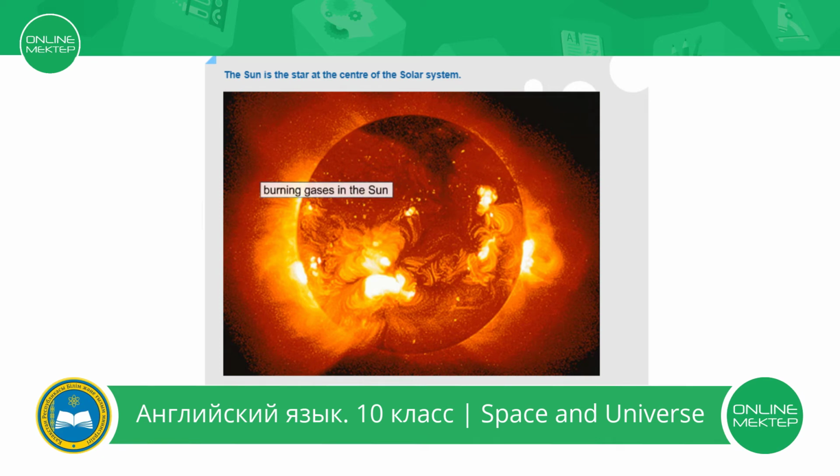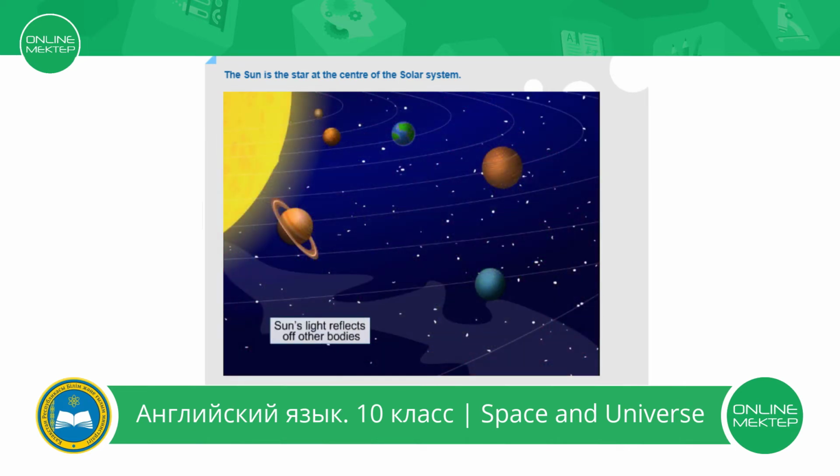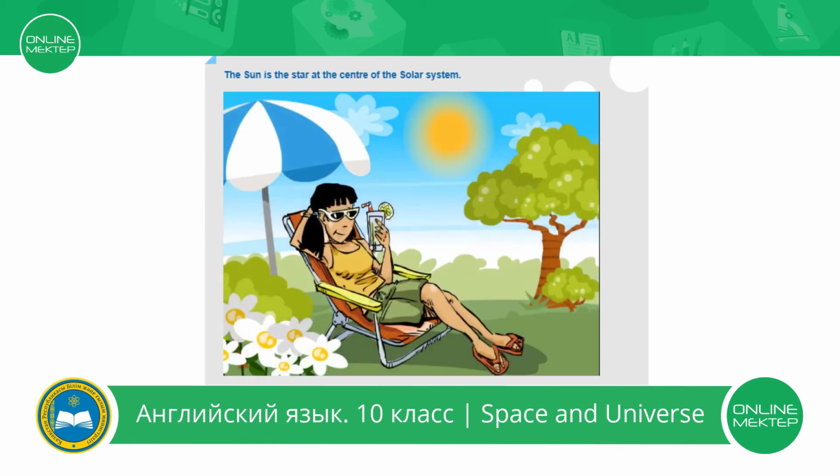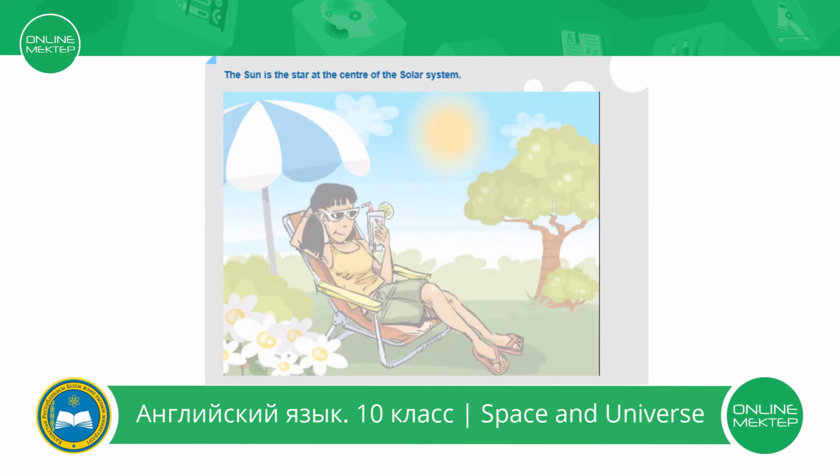Burning gases in the Sun release vast quantities of energy in the form of heat and light. This light from the Sun reflects off other bodies in the solar system, such as our Moon, enabling us to see them. The Sun's energy supports all life on Earth, even though the Sun is 150 million kilometers away from our planet. As we know from the video, the Sun is a source of energy. Let's see how it can be applied on the Earth in the next video.